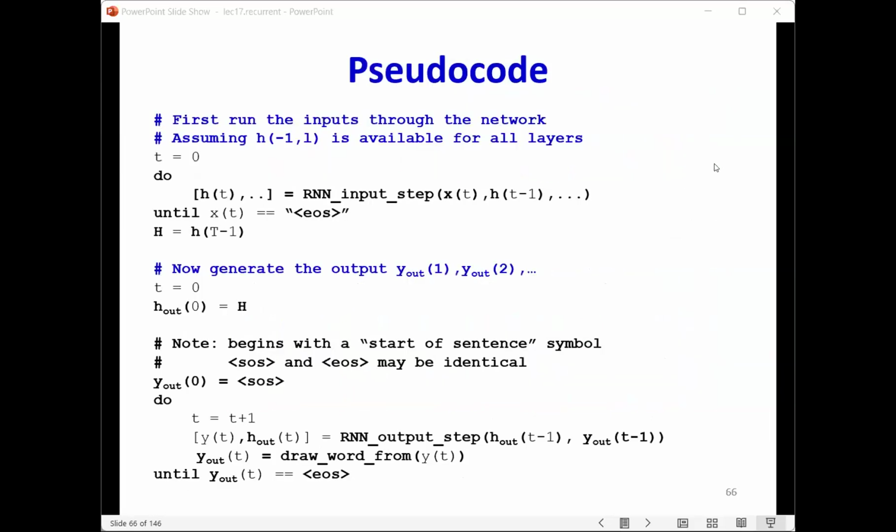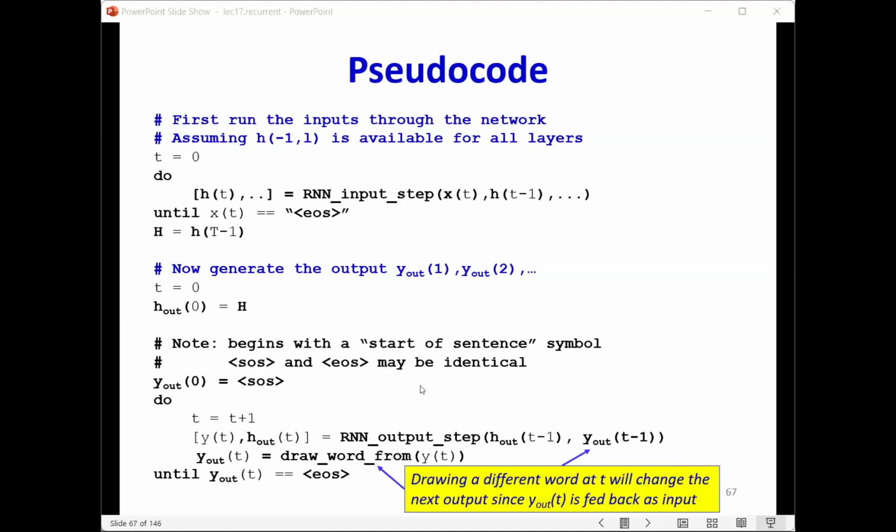So here's what the generation looks like now. You get the initial hidden state. Your initial input is going to be a start of sequence marker. Then at each time, the current hidden state and the last symbol output are fed in. This results in a new value for the hidden state and an output probability distribution from which the word is generated, right? So again, observe that if I sampled a different word over here, at the next time instant, that word is going to go in and change the outputs all the way down the line.